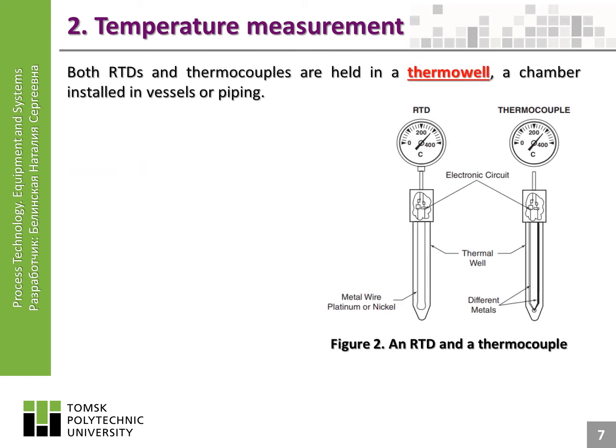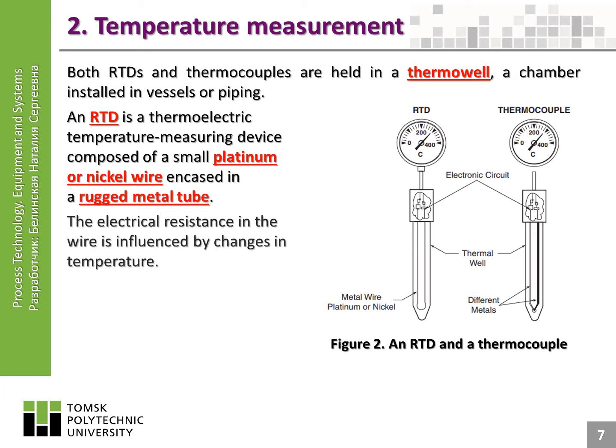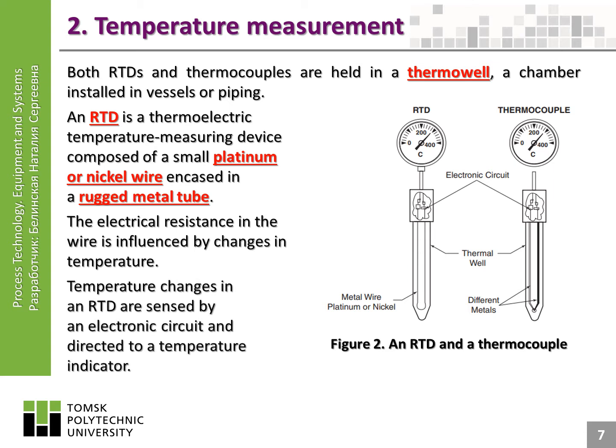Both RTDs and thermocouples are held in a thermowell, a chamber installed in vessels or piping. An RTD is a thermoelectric temperature measuring device composed of a small platinum or nickel wire encased in a rugged metal tube. The electrical resistance in the wire is influenced by changes in temperature. Temperature changes in an RTD are sensed by an electronic circuit and directed to a temperature indicator.